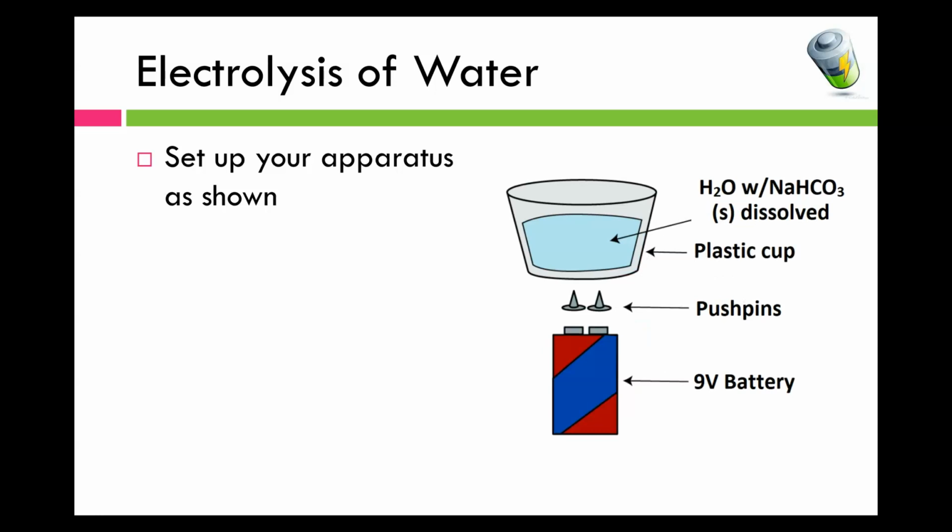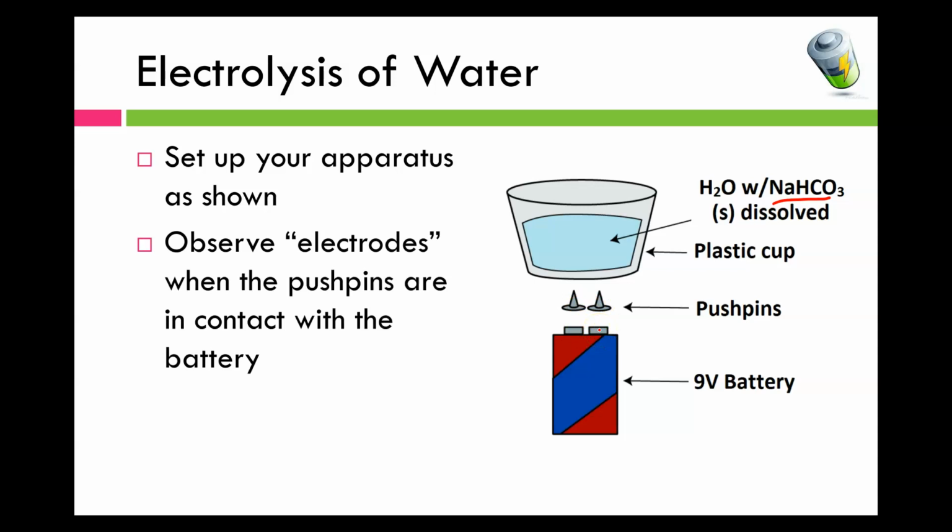We've got a little plastic cup with some water and some sodium bicarbonate, baking soda, dissolved in it. We've got push pins and a 9-volt battery. And basically the push pins will already be inserted into your cup. And then you just plop this on top of the 9-volt battery so that the push pins are in contact with the leads. We're going to observe the electrodes, and basically the sharp end of the push pin will be your electrodes. What do you think is going to happen when you start to electrolyze water, given what you've learned about the electrolysis of a molten salt?